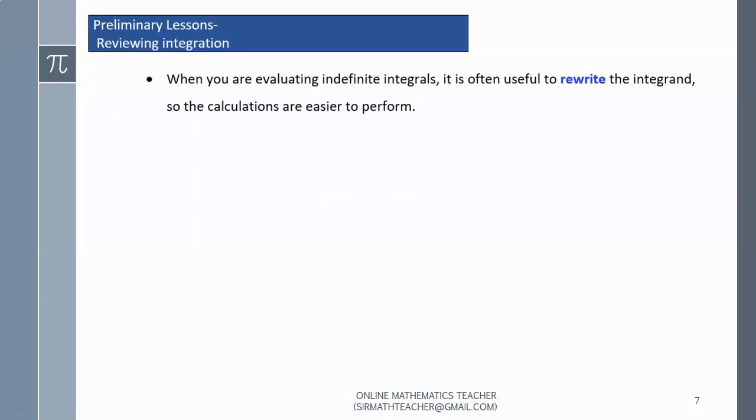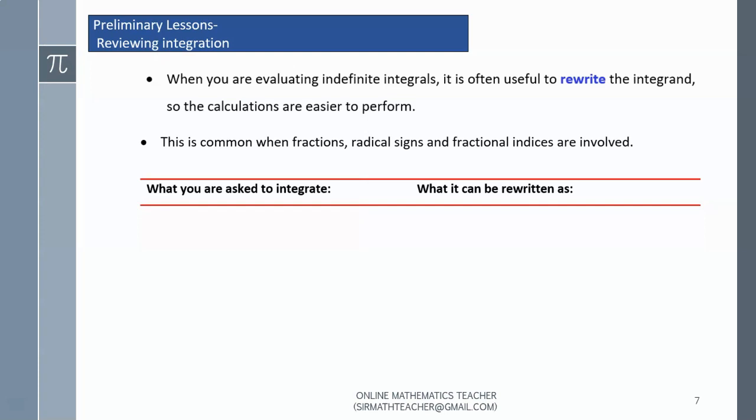When you are evaluating indefinite integrals, it is often useful to rewrite the integrand so the calculations are easier to perform. This is common when fractions, radical signs, and fractional indices are involved. When you are asked to integrate, you can rewrite them so it's easier to integrate. So for instance, the integral of 3√x dx can be rewritten as 3x^(1/2). Makes it a lot easier for us to calculate the integral.